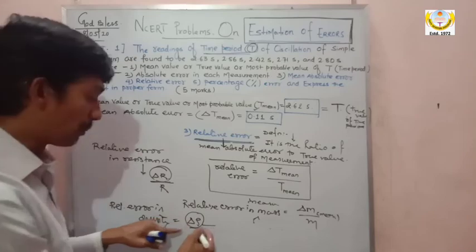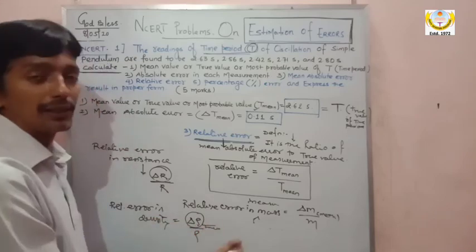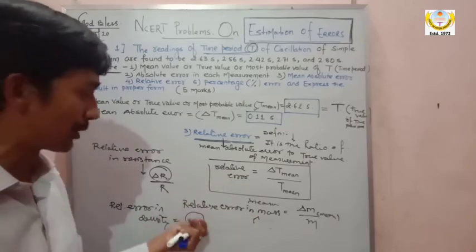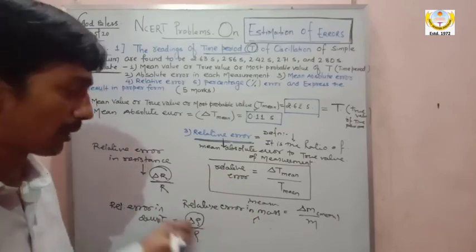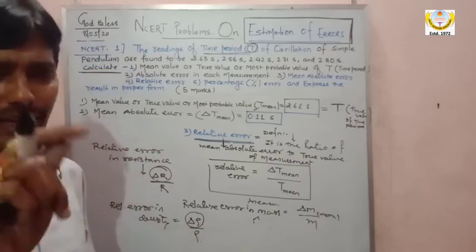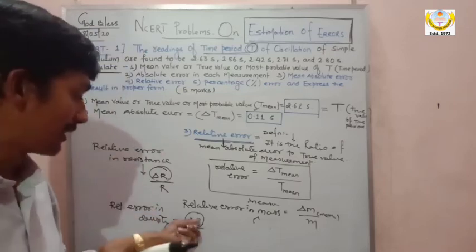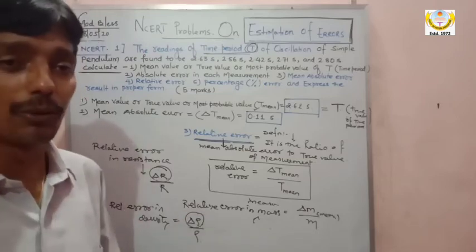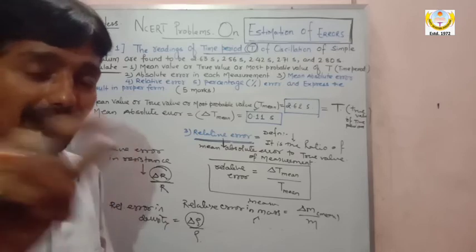And I write delta rho mean. So this is mean absolute error. But while writing the formula, when I go for combination, I will show you all these numericals based on all these topics. There I will show that we are not writing mean, but this is the relative error notation: delta rho by rho, delta m by m, delta t by t.